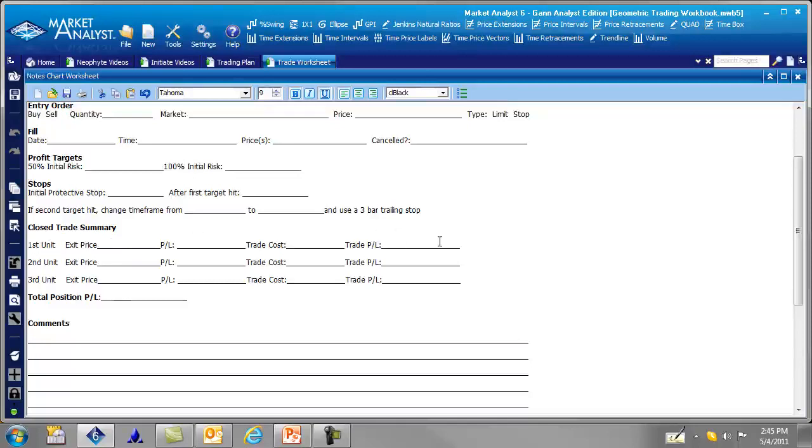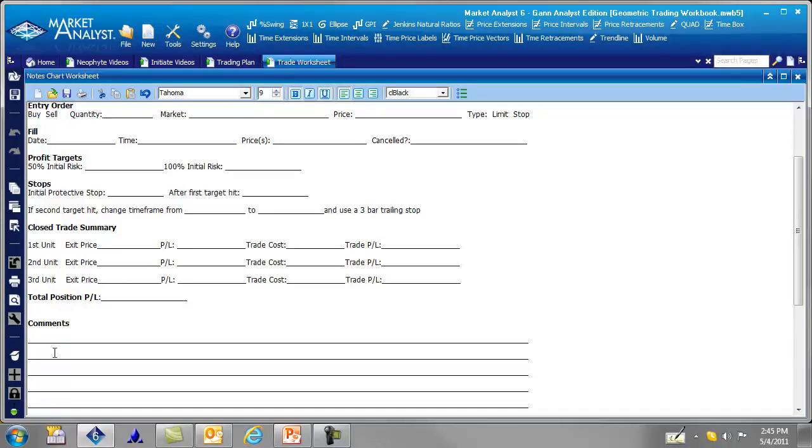So that'll be your first target. Your second target, ideally you put the exit price here after it's been filled, your P&L, your trade cost, and your trade P&L, positive or negative. And then the third one over here, our lottery ticket trade, exit price, P&L, trade cost. So you have results from all three positions or contracts or lots of shares over here. And then you add that up and you have a net number that you put down here, total position P&L.